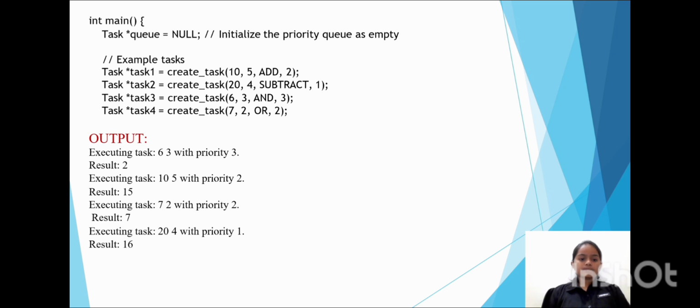Next, let's see the output of the program. Executing task 6, 3 with priority 3, result 2. Executing task 10, 5 with priority 2, result 15. Executing task 7, 2 with priority 2, result 7. Executing task 24 with priority.